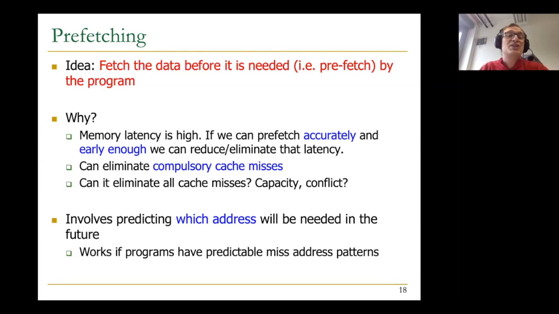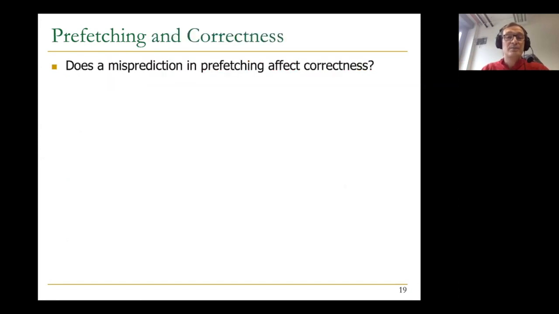So execution-based prefetchers are very powerful because they execute part of the program as a prefetch engine, let's say, so that they can bring the data earlier before the main program actually needs it. So we will talk about that also.